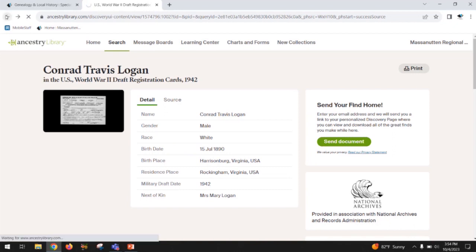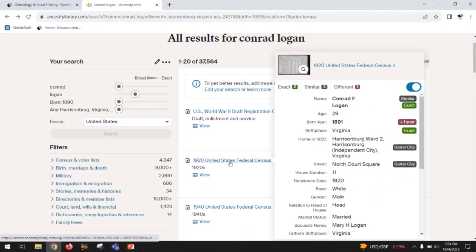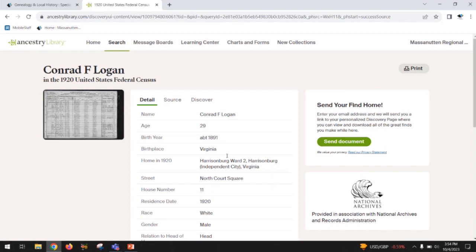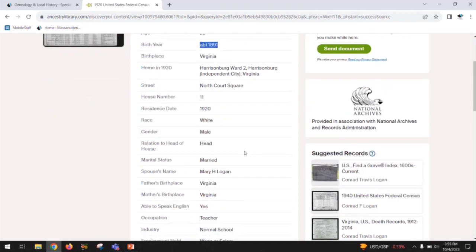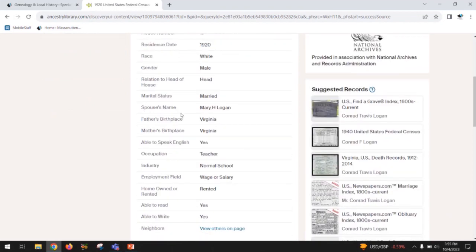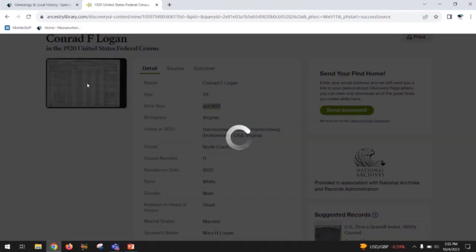Next, we're going to go back and look at a census record. So the first one that comes up is the 1920 census. This one's good to look at because you can see that it says his name is Conrad F. Logan. So I think it's important to make sure that this is the Conrad Logan we're looking for. So we're going to compare all of the information we see in the census to what we know about him. So his birth year says about 1891, and of course we know that he was born in 1890. So yeah, that's pretty close. He did live in Harrisonburg. His wife's name is Mary. So there's a pretty good chance that this is the one we're looking for. So let's click on this.